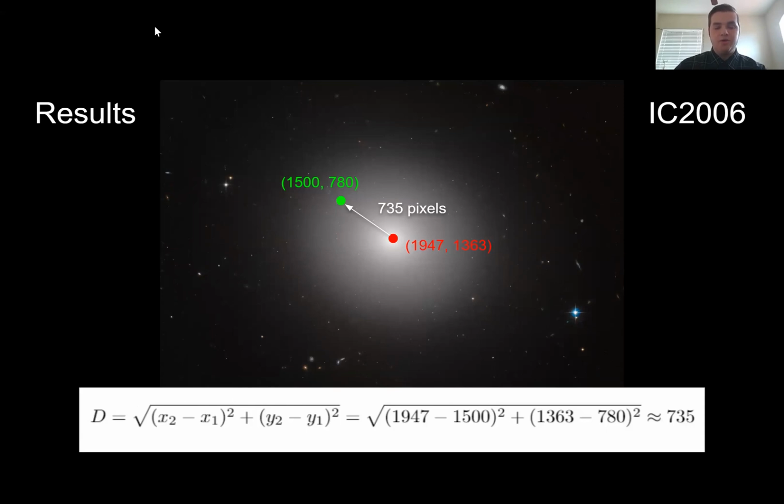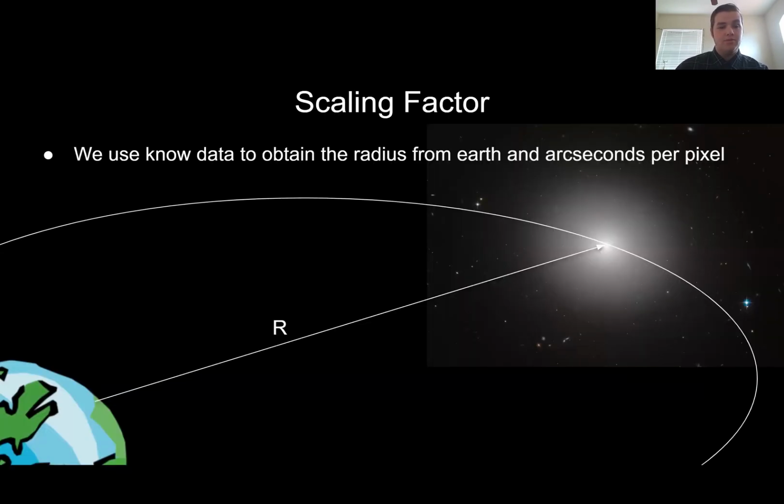However, pixels is not a very relatable measurement. What we would rather have is something like parsecs that's a little bit more meaningful. So we developed a scaling factor to be able to do that. And this used a couple of known data points, being our object's radii from Earth and the resolution of the images that we obtained in arcseconds per pixel. And I'll take a moment to explain what those two things mean. An object's radius from Earth is the radius of the circle across the night sky that object lies on with the Earth at the center. So that's depicted by capital R in this picture here.